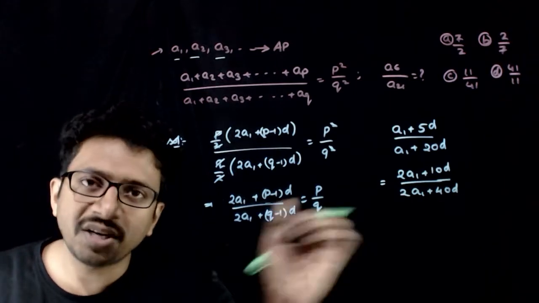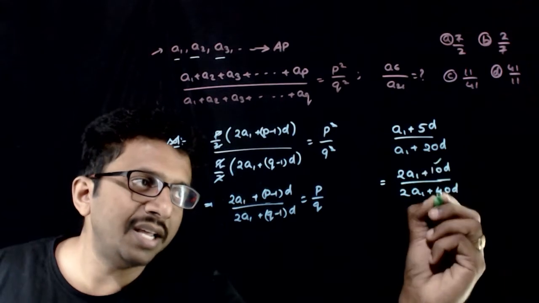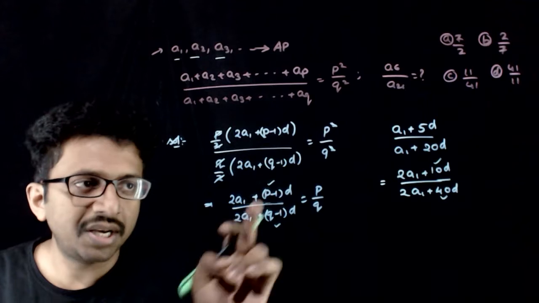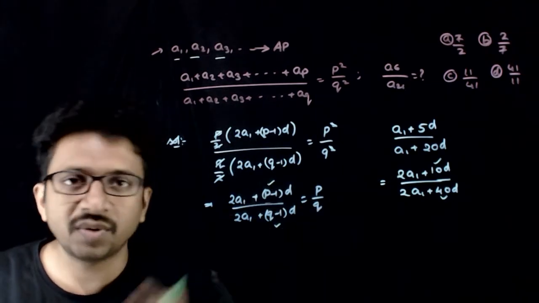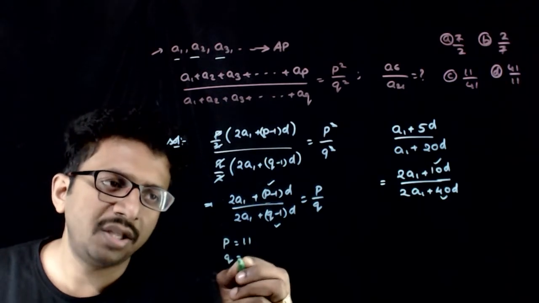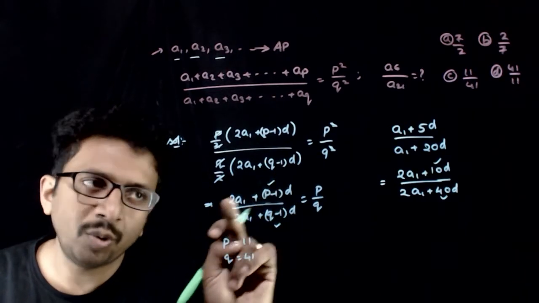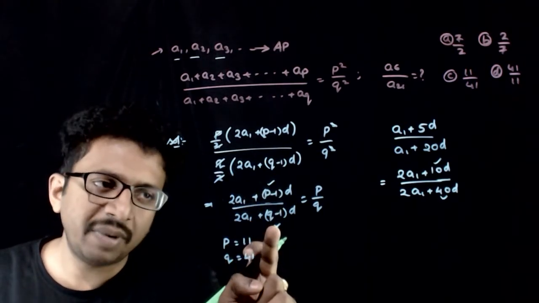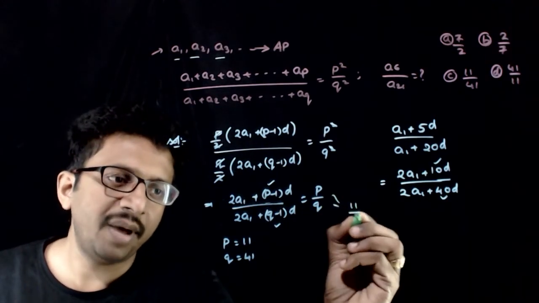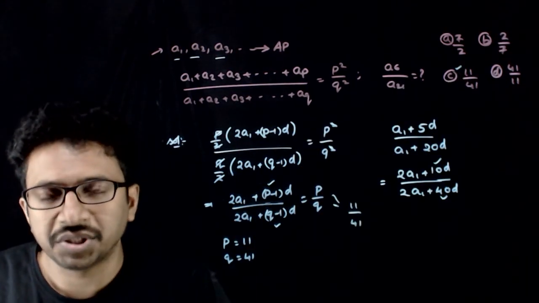So now I want this ratio. I know this ratio for any P and Q. So if I want 10D and 40D here, what are the values of P and Q that I need to substitute? I need to substitute P minus 1 is equal to 10 and Q minus 1 is equal to 40. That means P is equal to 11 and Q is equal to 41, right? So if I substitute P is equal to 11, I get 2A1 plus 10D by 2A1 plus 40D. So the answer should be 11 by 41. So option C is the right answer to this question. Thank you.